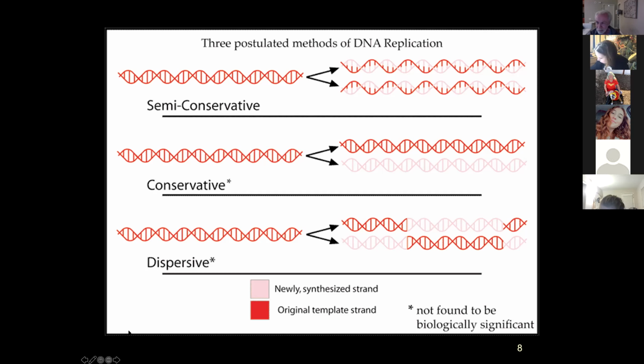I had a question. Is the conservative one the one that used to be thought to be true and semi-conservative is now what is known to be true for DNA replication? Or do they both work? Is that both true or is just semi-conservative true? Only semi-conservative is true. Okay. Conservative never happens. Okay.